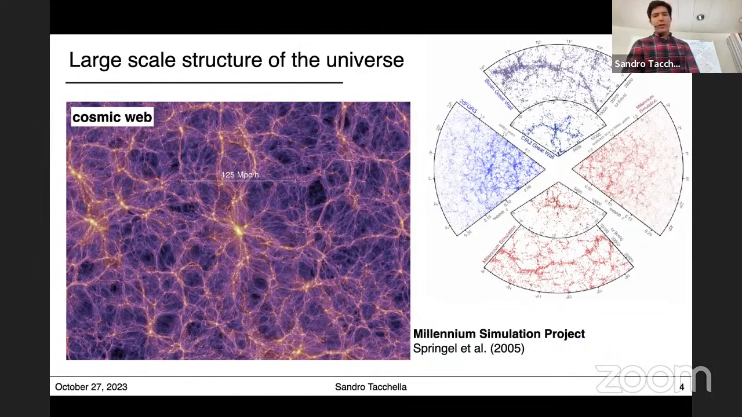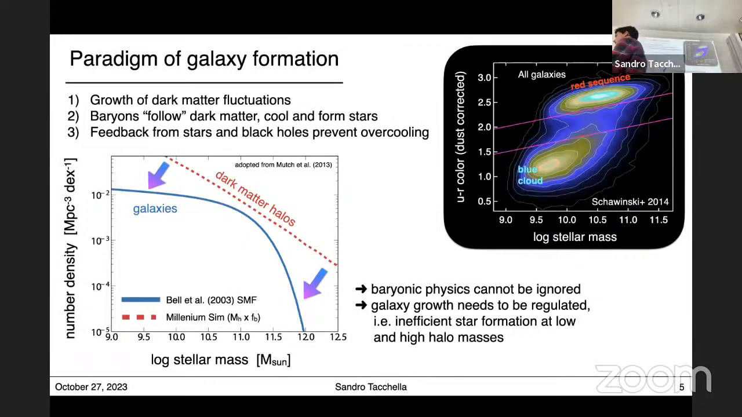Now, what is the paradigm for galaxy evolution when we add baryons to it? To first order, we can summarize this with these 3 points: we have tiny fluctuations in the early universe. They are growing, so we build up these so-called dark matter halos. The baryons are attracted to these dark matter halos. They are able to cool and condense in the central regions of these halos and then form stars. An interesting thing is that we actually need to regulate this growth. Feedback from stars and black holes is needed to prevent overcooling, basically the formation of too many stars.